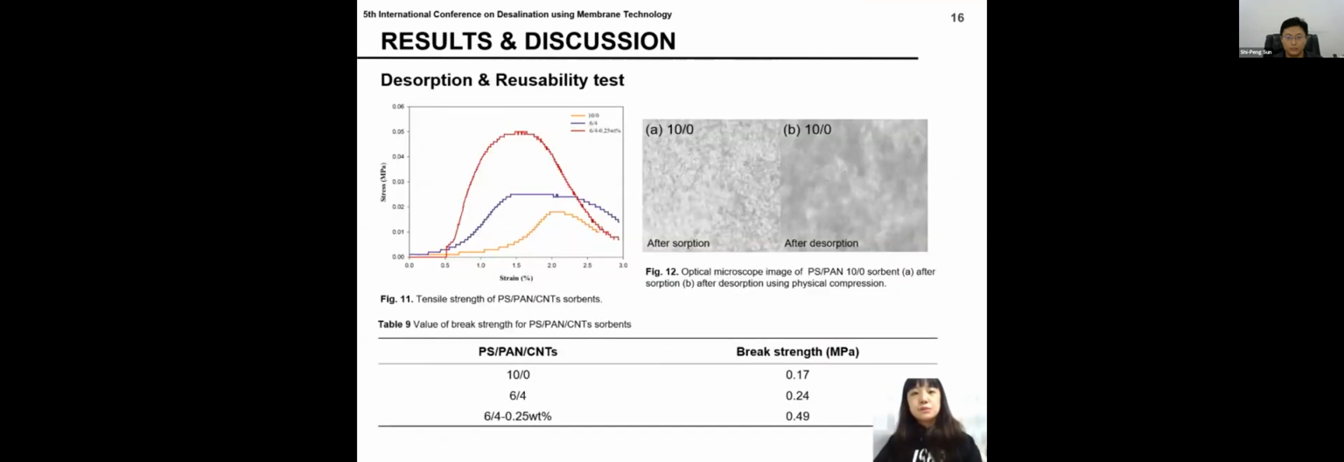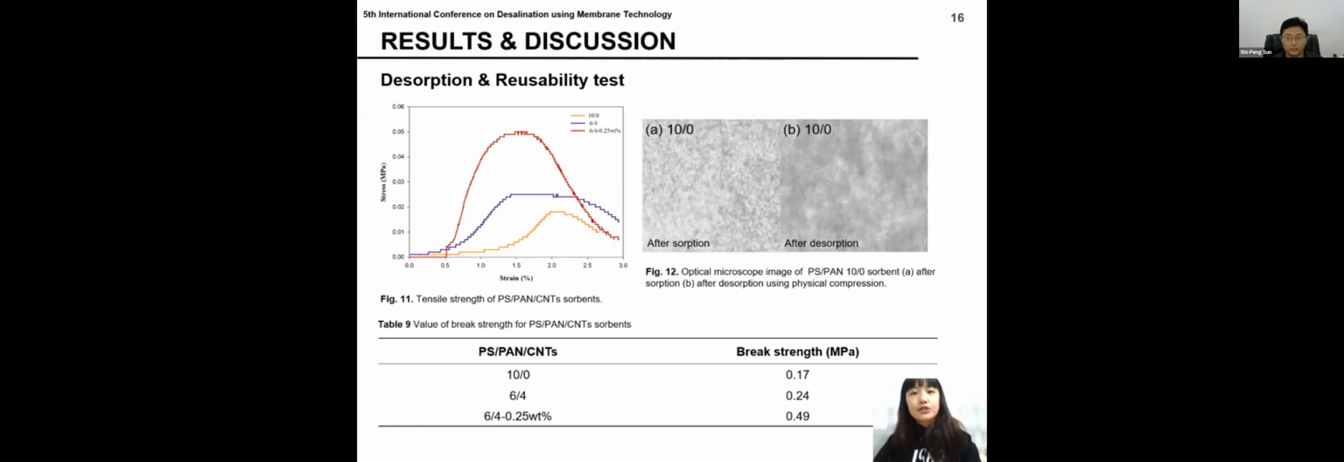This is the result of the reusability test. 10 to 0 of PS-PAN is hardly usable because it has low mechanical strength. On the other hand, 6 to 4 and 6 to 4 with 0.25 weight% have strong break strength because PAN and CNT have high mechanical strength. Therefore, they were expected to be highly reusable.